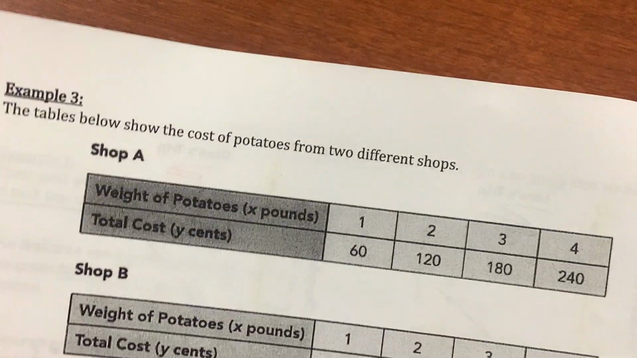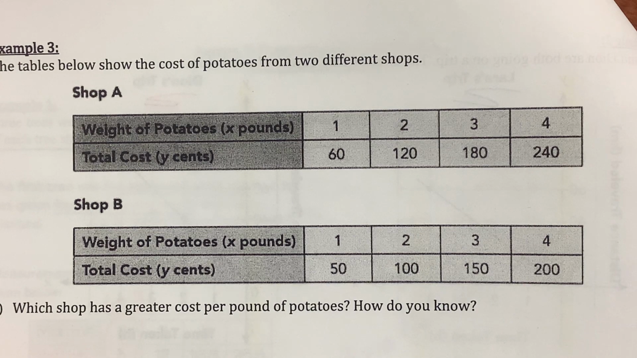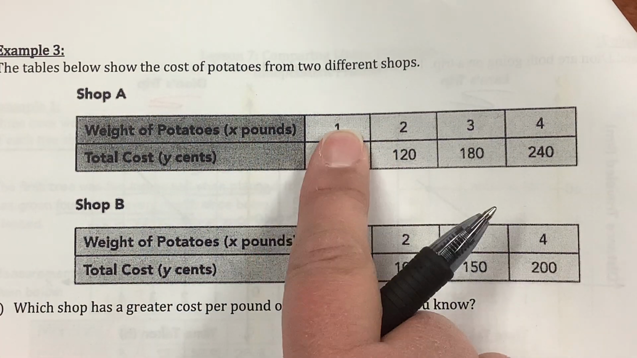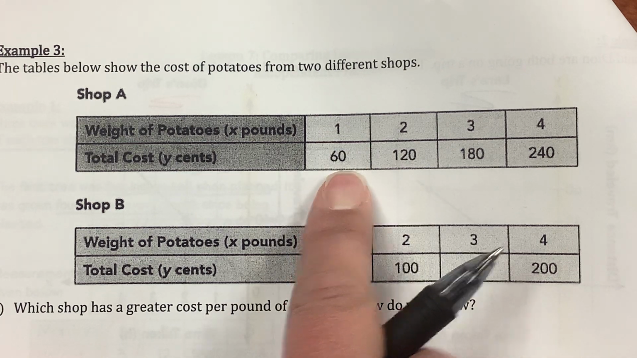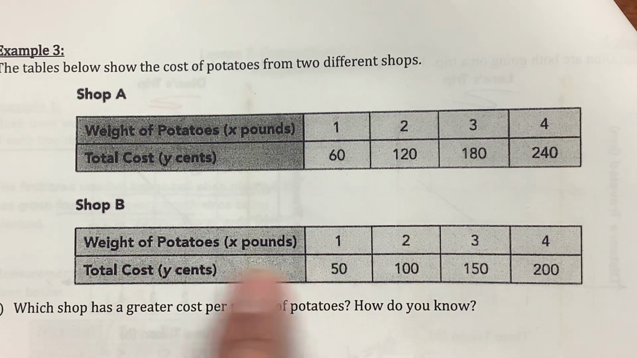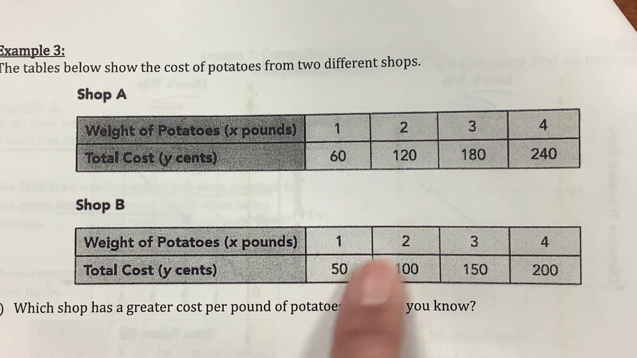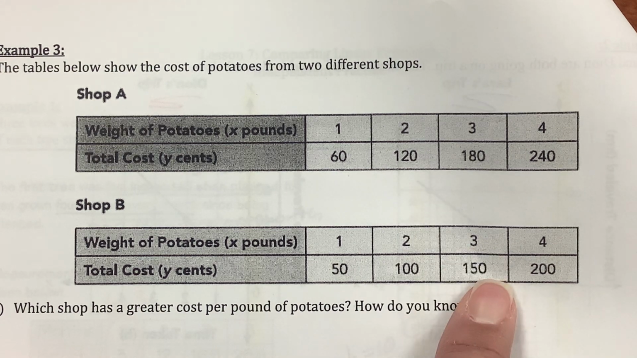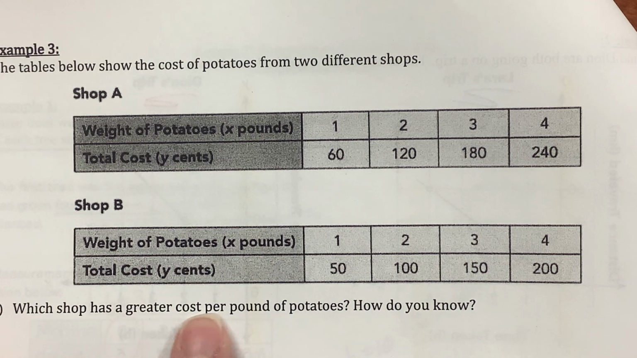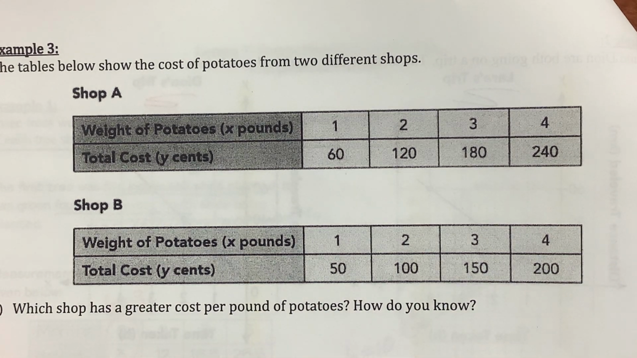Two more or three more, I don't remember. Oh dear, three more. Okay. These are both in the same form as well. The table below shows the cost of potatoes from two different shops. 1 pound of potatoes is 60 cents, 2 pounds is $1.20, 3 pounds is $1.80. And for the other shop, 1 pound is 50 cents, 2 pounds is 100 cents, 3 pounds is 150. 100 cents, $1. Which shop has the greatest cost per pound of potatoes?